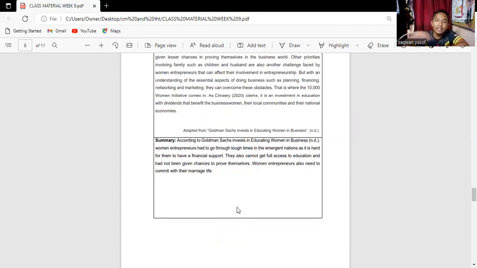Okay, the summary. According to Goldman Sachs, invest in education women in business, and the woman entrepreneur had to go to time in the emergent nation as it is hard for them to have financial support. They also cannot get access to education and have not been given the chance to provide for themselves. Women entrepreneurs also need to commit to their married life.